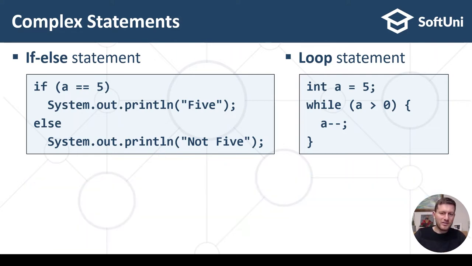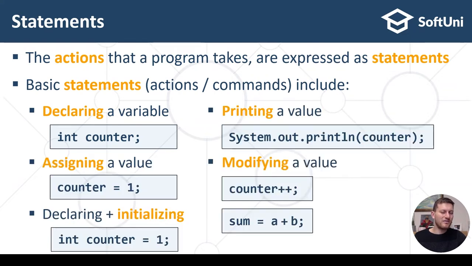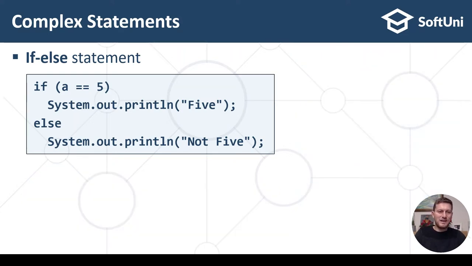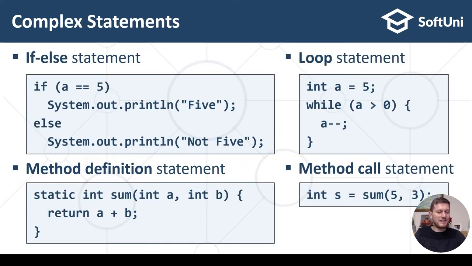So statements are like sentences in the natural language. In the natural language, if we want to write an essay, we put a sequence of sentences. In programming, if we want to write a program or procedure, we use a sequence of statements. So it's very similar. Programming languages are similar to natural languages, and we have simple statements or basic statements and complex statements like this one.